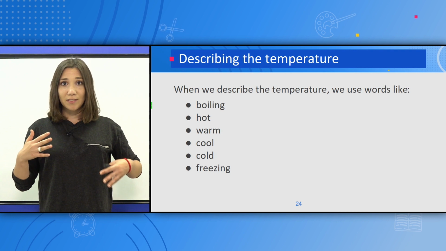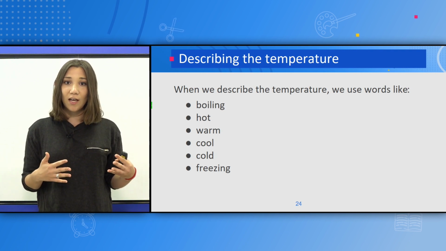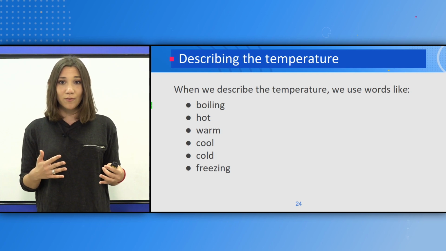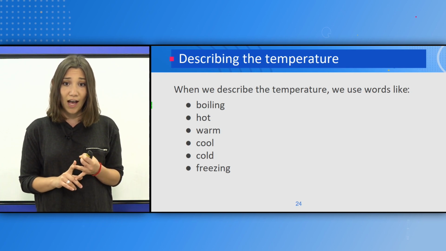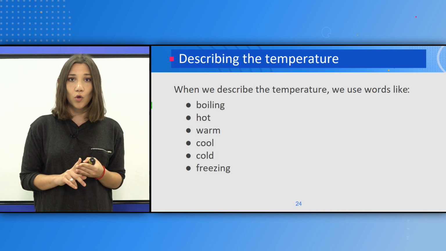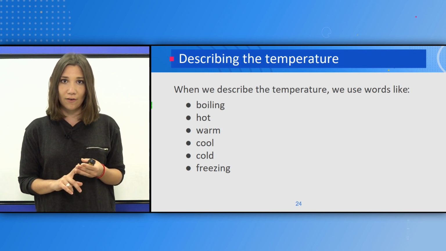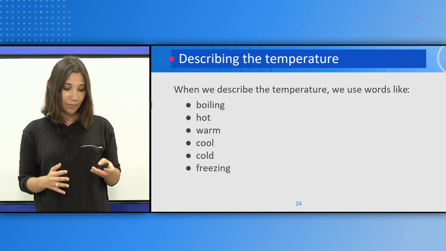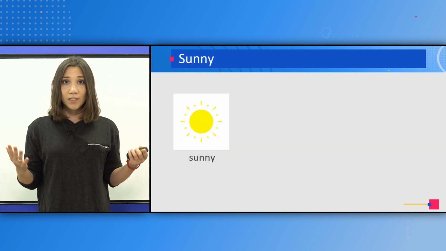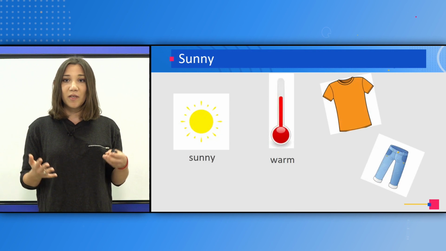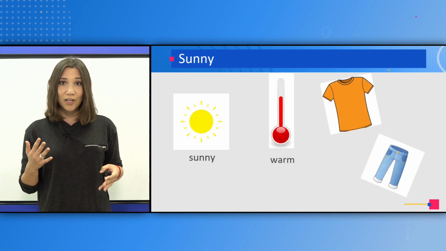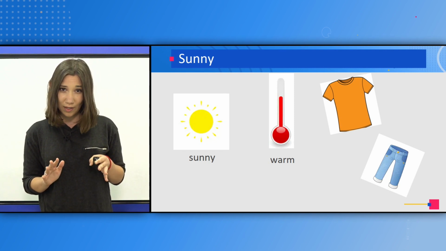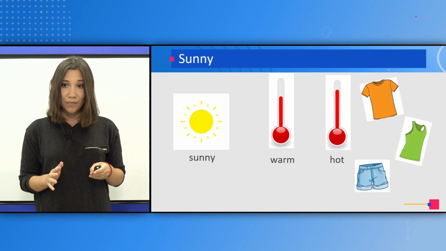So now that we've talked about different types of weather, we're going to talk about how to describe the temperature. When we do that, we use words like boiling, hot, warm, cool, cold, and freezing. So let's go and see what each of those words mean. So first, when it's sunny, could be warm. You'll wear a t-shirt and jeans, and the temperature might be around 23 or 24 degrees.